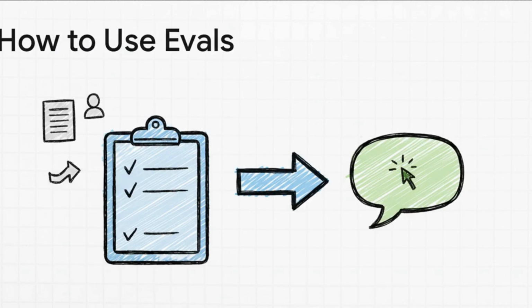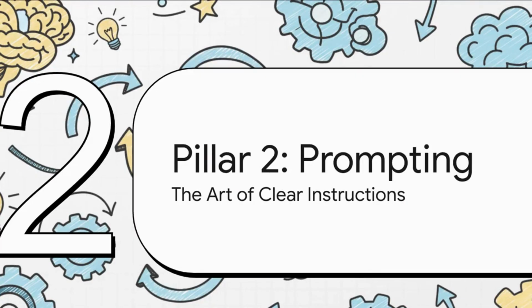Now, the workflow here might actually flip how you think you should approach this. It's a lot like test-driven development in traditional software. The best practice is to write your evals first. You define what success looks like, you create the tests to measure it, and then you start engineering your prompts to pass those tests.